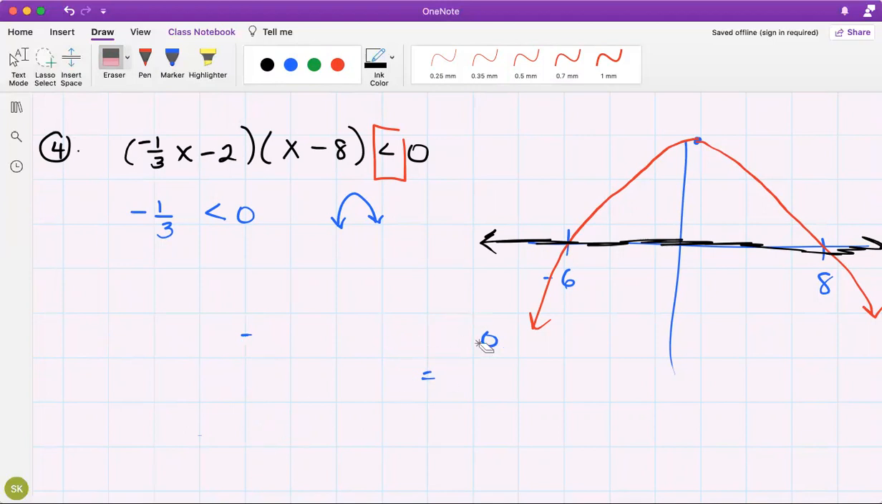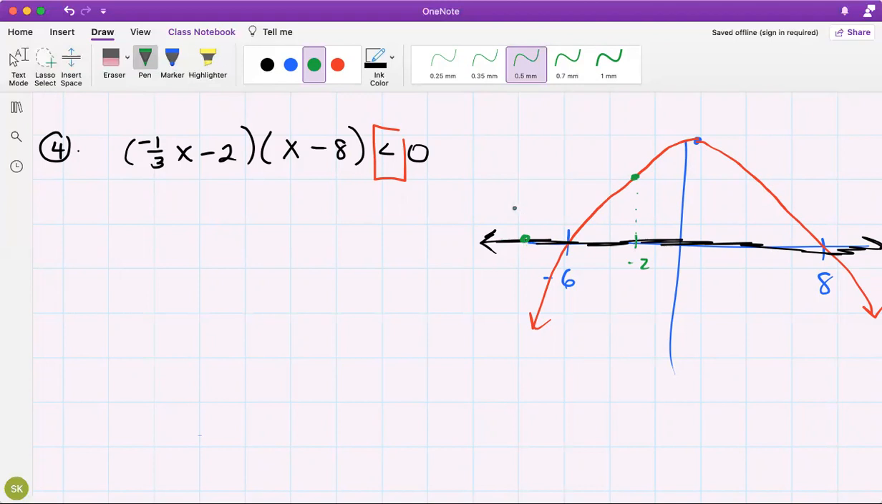So looking at this graph, think about the x values. When you plug them in, if you plug anything between negative 6 and 8, what's going to happen? Let's say you plug in negative 2. You're going to be up here, which is above this line. So that is not one of the x values we need. What we need is anything that's to the left of negative 6.